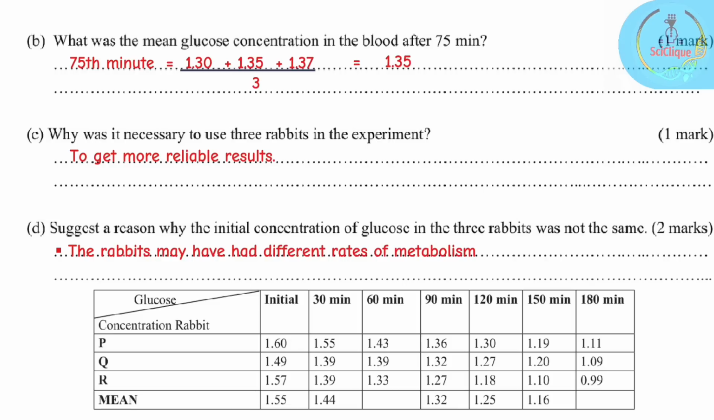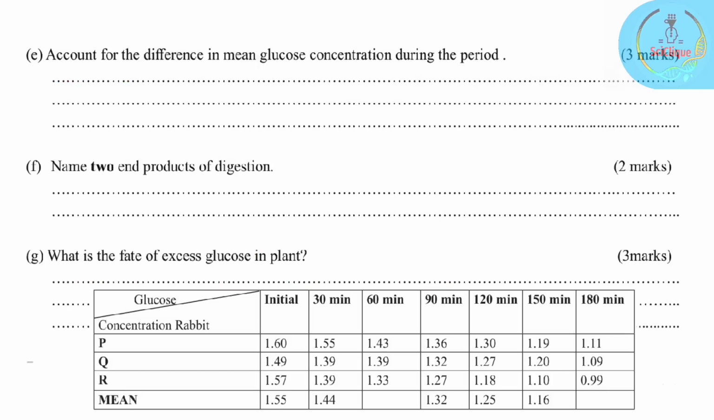Now, the second reason comes to the rabbits themselves. Are we talking about rabbits that are of the same size and weight, or was one larger than the other? Are we even talking of rabbits that are of the same sex? Were they all female? Were they all male? Or were some male and some female? All of these are factors that can actually affect the metabolic rates and therefore affect the rate at which they absorb glucose.